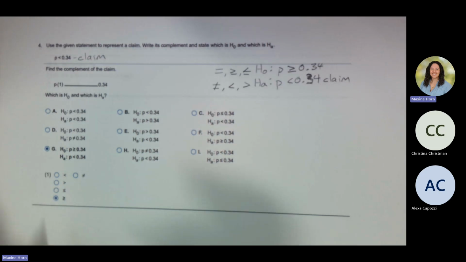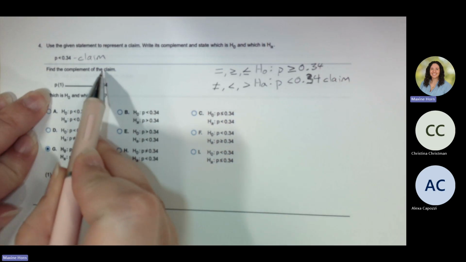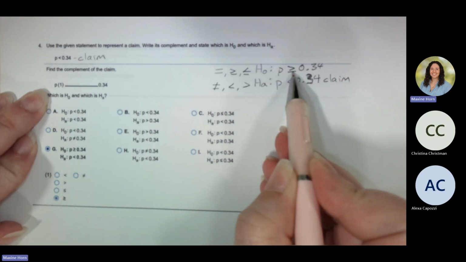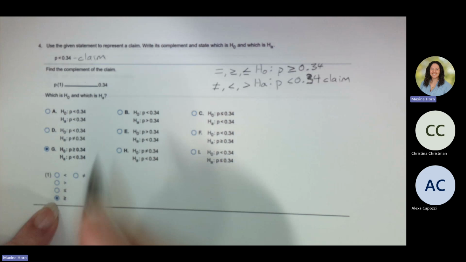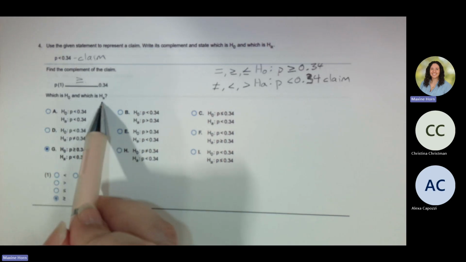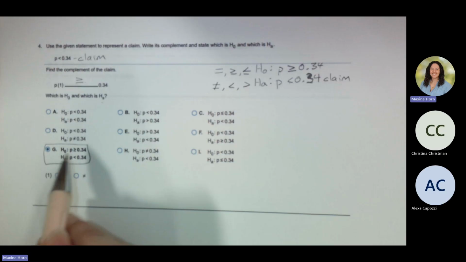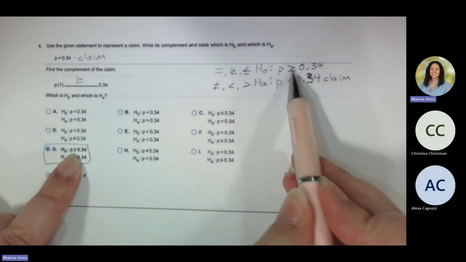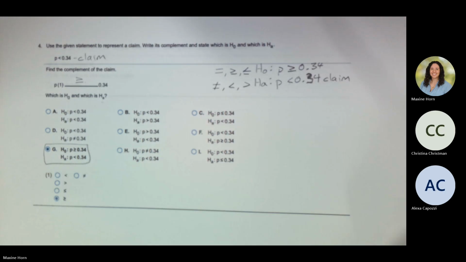Okay, so now they want us to fill it in a particular way. Find the complement. Okay, we did. The complement was that P is greater than or equal to 0.34. And they want us to make sure that we've identified which is the null and which is the alternative. So the null is greater than or equal to, and the alternative is less than.